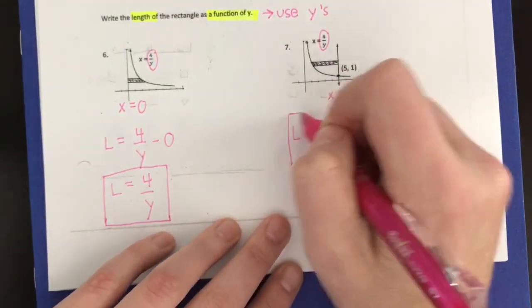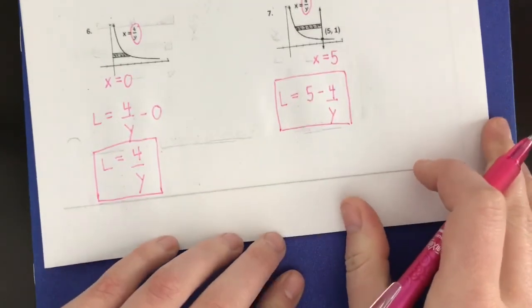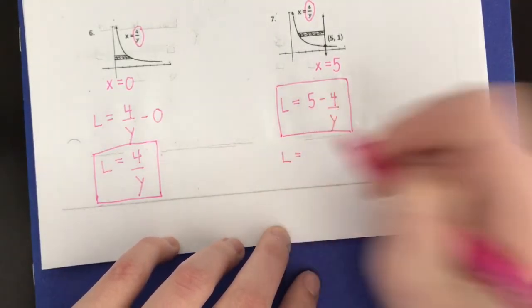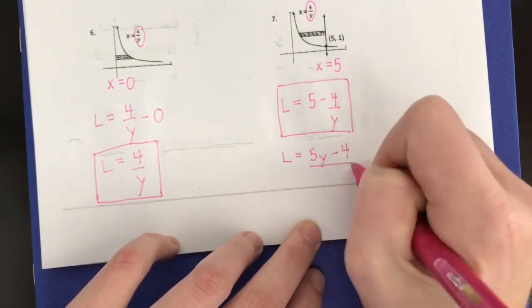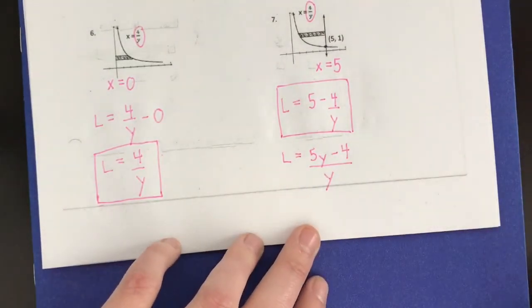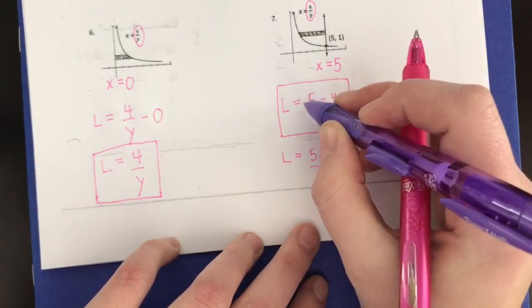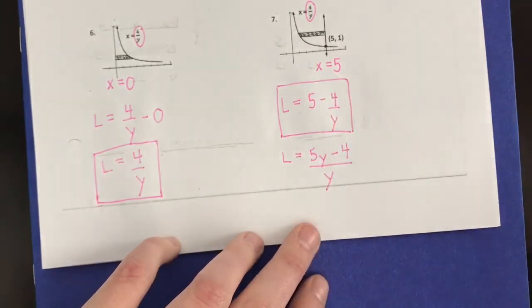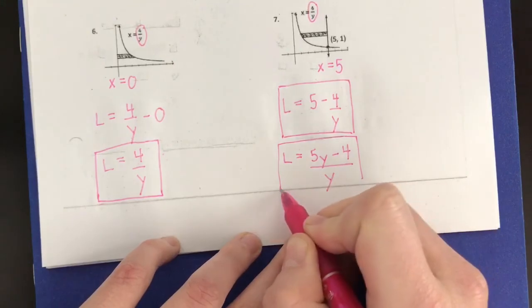And I'd be okay with you leaving it like this, but be aware if this was a multiple choice situation, you might have an answer choice where length equals 5y minus 4 over y. What did we do there? Well, we got a common denominator by multiplying 5 over 1 by y over y, and then that would have been 5y over y, and so you would have had 5y minus 4 over y. So you may see either.